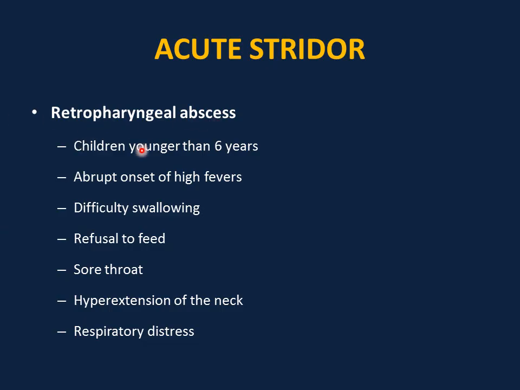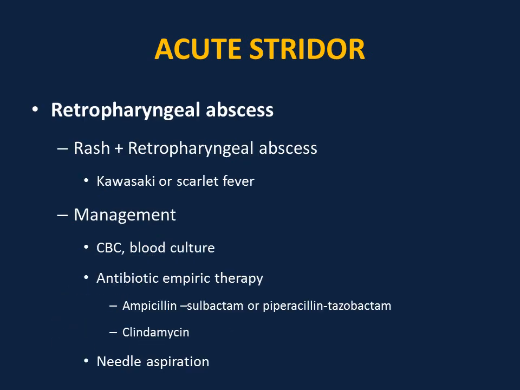Retropharyngeal abscess is common in young children, younger than 6 years of age. It has abrupt onset of high fever, difficulty swallowing, refusal to feed, sore throat, hyperextension or stiffness of the neck, and respiratory distress. Retropharyngeal abscess may present with rash, and if you have rash and retropharyngeal abscess, you should consider Kawasaki or scarlet fever. It is rare but should be considered in the differential.